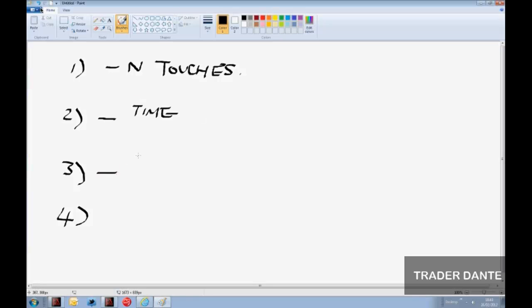The third thing that's really important is the violence, excuse my handwriting here, I'm writing with a mouse, the violence of the reactions of a level. What you're looking for, ideally, with your levels, is for the market to have swung from them, to have made some really decent reactions. The more violent the reactions away from these levels, the better they become as levels.